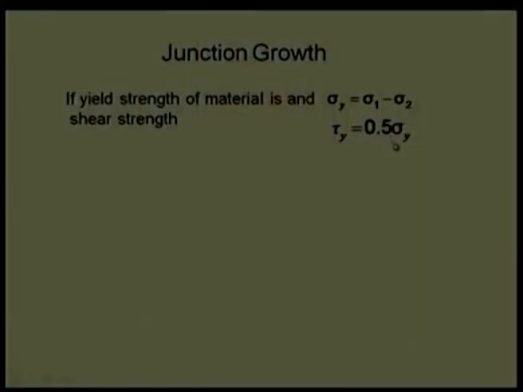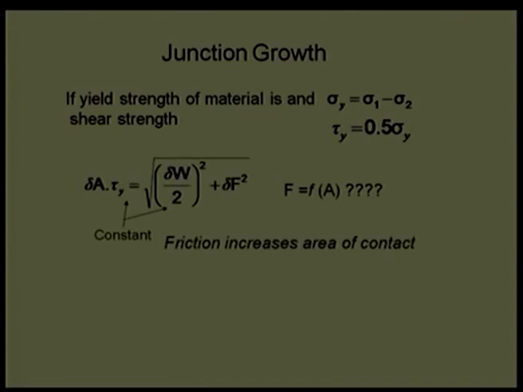In the Tresca theory, it will be 0.577 sigma y, while in the case of the Tresca theory it will be 50% of yield strength. Substituting these values, we get an expression with the elemental area times the shear strength of the material, an expression for the normal force, or 50% of the normal force squared, and then the tangential force.